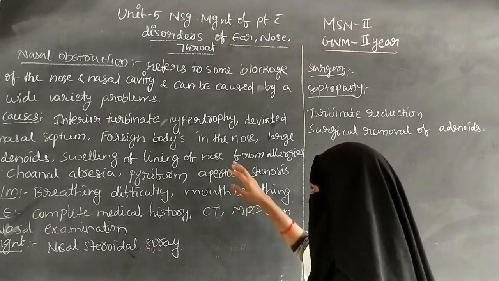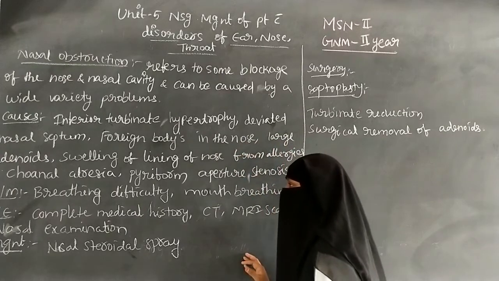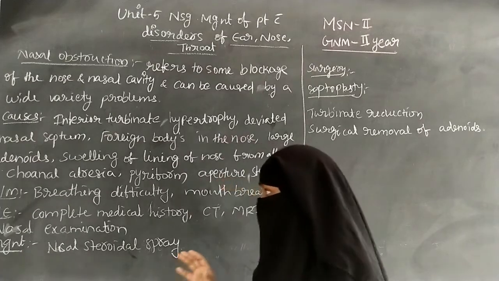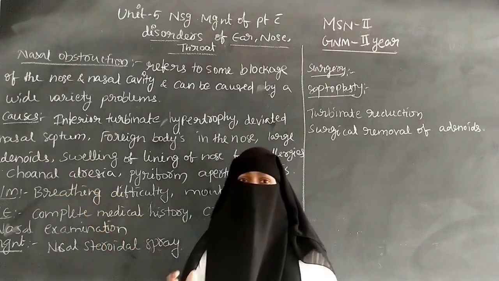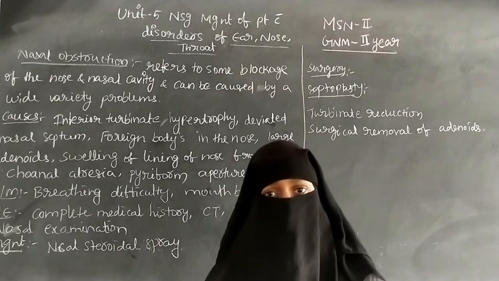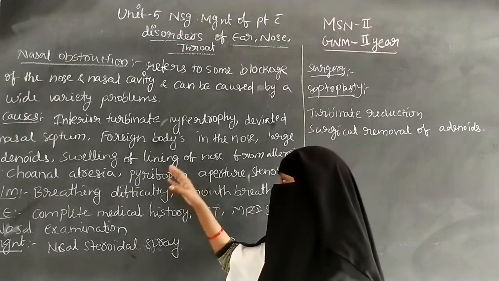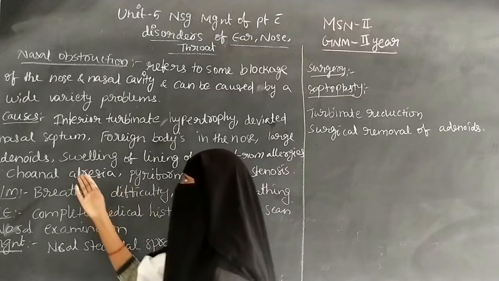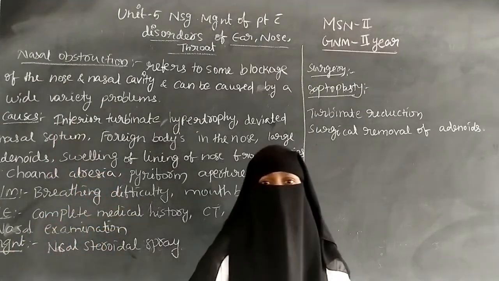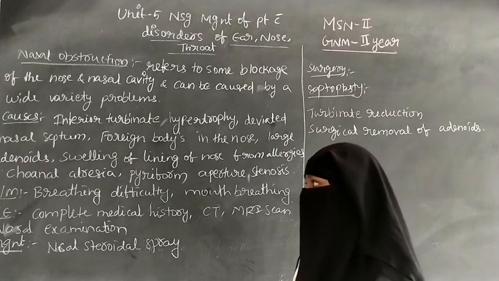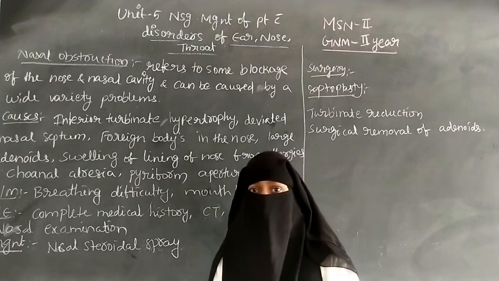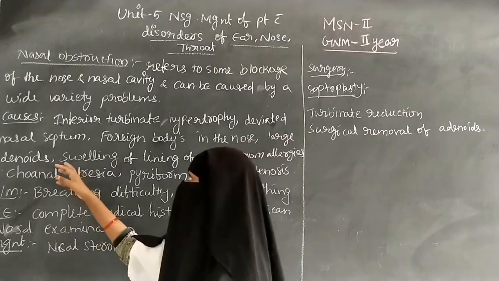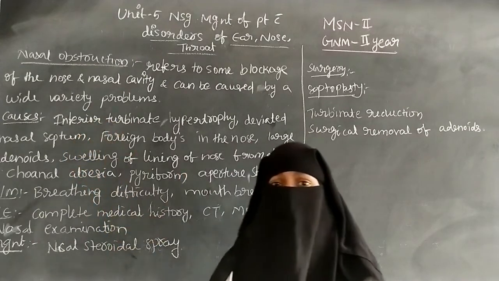The next one is large adenoids. The adenoids are a gland situated behind the nose and the roof of the mouth. When the adenoids become enlarged, nasal obstruction can occur. So the adenoid gland is situated at the back of the nose and the roof of the mouth, and when it becomes enlarged, it also causes nasal obstruction.